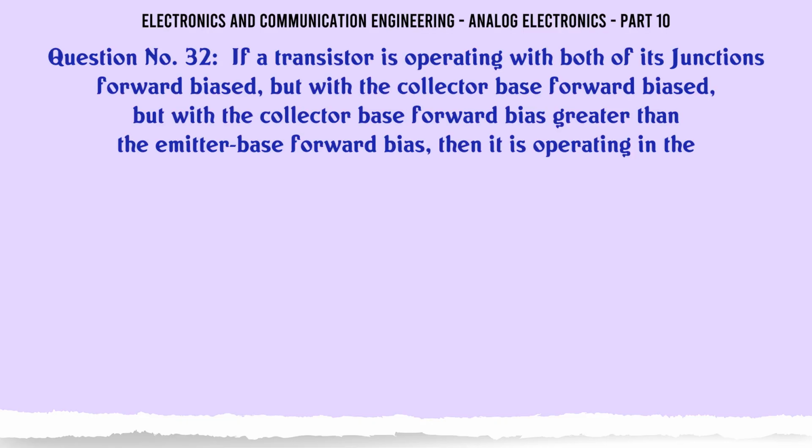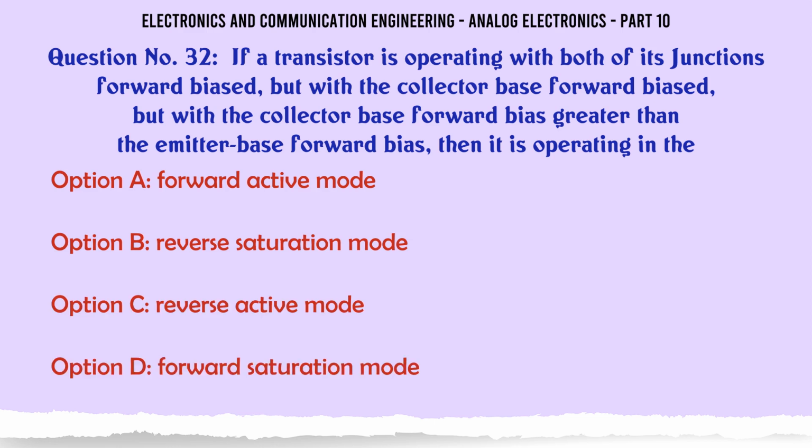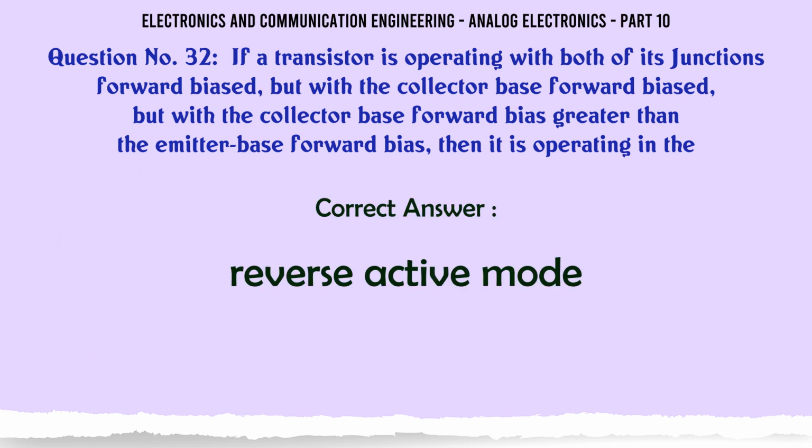If a transistor is operating with both of its junctions forward biased, but with the collector base forward bias greater than the emitter base forward bias, then it is operating in the A. forward active mode, B. reverse saturation mode, C. reverse active mode, D. forward saturation mode. The correct answer is reverse active mode.